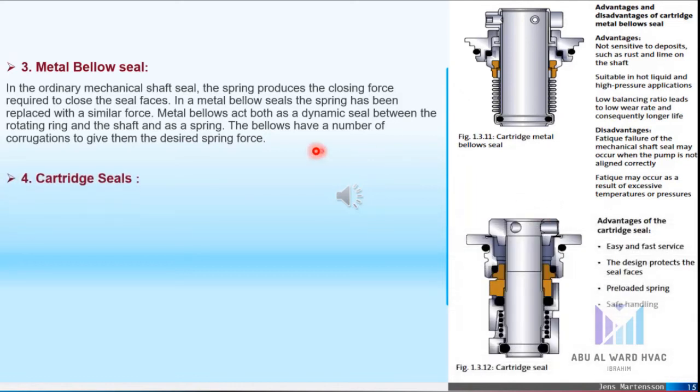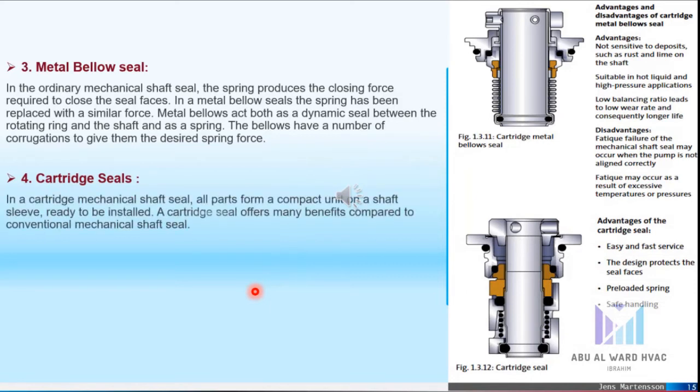Number 4. Cartridge seal. In a cartridge mechanical shaft seal, all parts form a compact unit on a shaft sleeve, ready to be installed. A cartridge seal offers many benefits compared to conventional mechanical shaft seal. So let's look at the advantages and disadvantages of cartridge and metal bellow seals. First, the cartridge metal bellow seal.